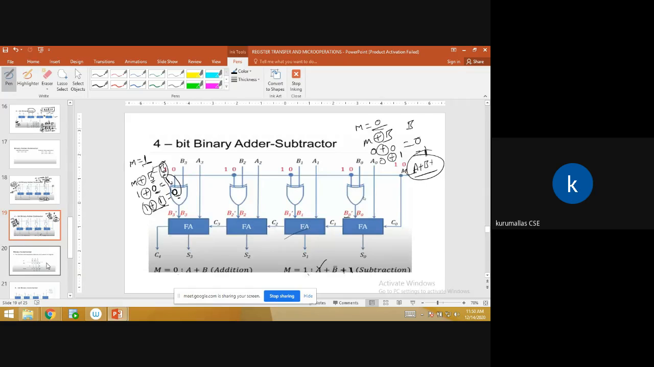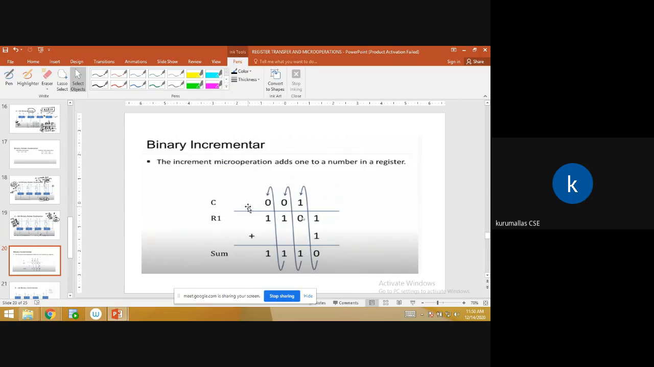So this is also the increment operator, binary increment, which we can see later. If you learn all these things at a time, there may be a chance to forget entire topics of the binary subtractor and so on. So the increment operator, see, this is r1. Increment means r1 plus 1. So add 1: 1 plus 1 is 0 with carry 1, next 1 plus 0 is 1, next 0 plus 1 is 1, 0 plus 1 is 1. Here there is no carry. This is about increment micro operations.